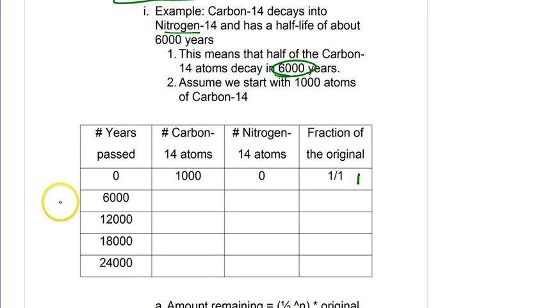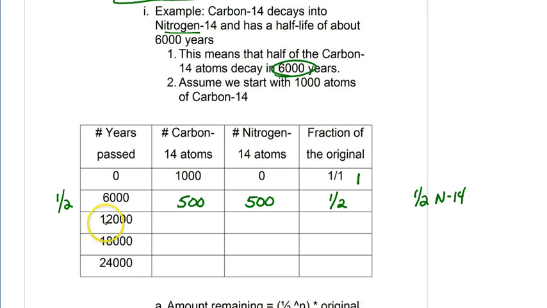Now let's say you have 6,000 years go by. Now what's going to happen is you're going to have half of the number of your carbon-14 atoms, so that will be 500. The other half have decayed into nitrogen-14 atoms, so you would now have 500 atoms of nitrogen-14. The fraction of the original would be 1/2. And that means we have 1/2 now of nitrogen-14.